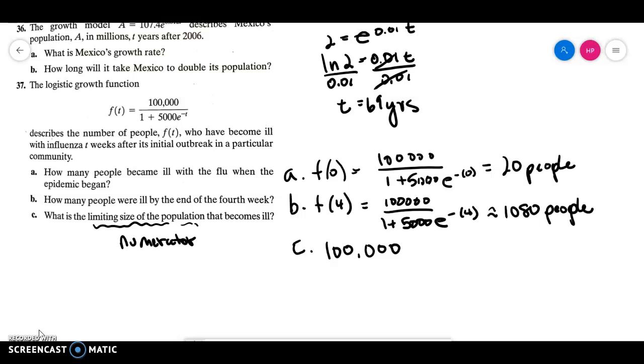So all things 4.5 are really very similar to what we've already done with exponential models. It just depends on what we're looking to find, and whether or not we have to solve for the exponent or if we're simply just plugging in a value for the exponent to evaluate the function.